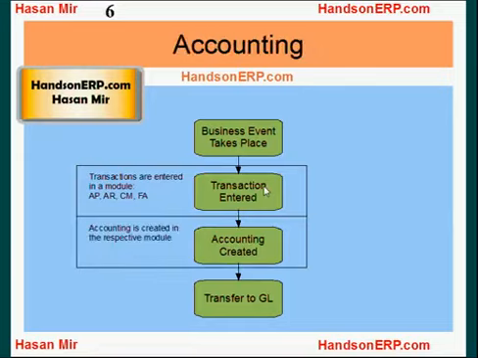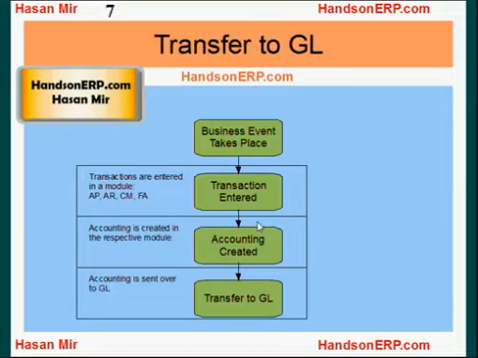Now when you enter the transaction, then accounting would be created based on that transaction. For example, when you enter an invoice, expense account is debited and accounts payable account is credited, which means your liability has increased and your expense has increased as well. So this is just an example. Each transaction would result in different accounting or no accounting. It all depends on what kind of transaction it is. Now again, at the last step, the accounting would be sent over to General Ledger, as we have discussed before.